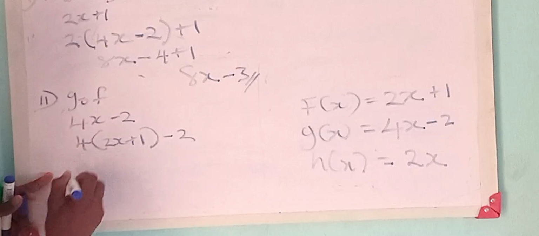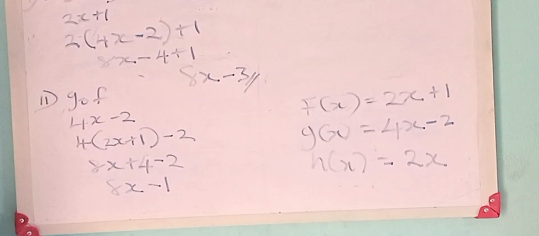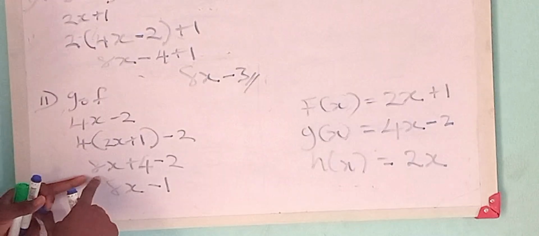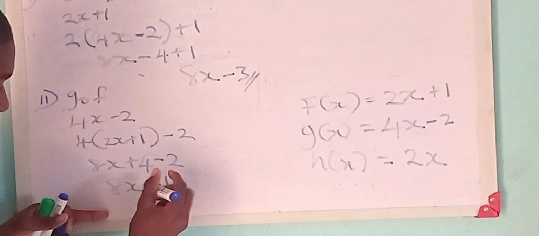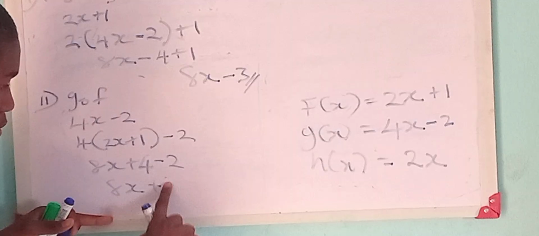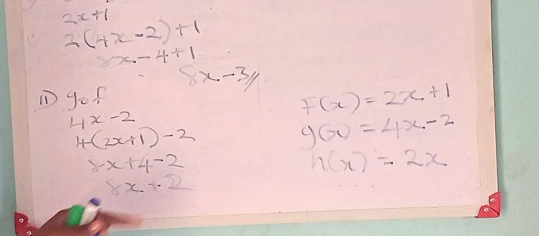So what I'll be left with is this times this, 8x, and I have 4. So now what we are going to be having from here is 8x plus 4 minus 2, which is going to give me plus 2. So that's the answer for this one particularly.